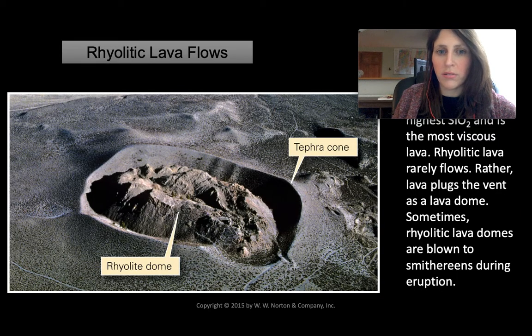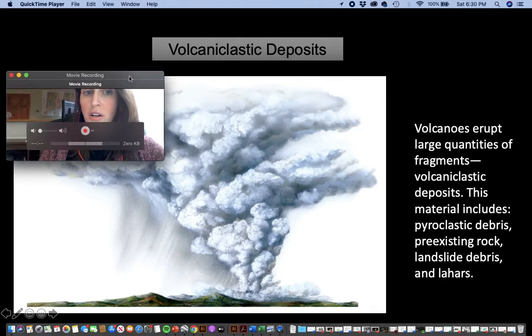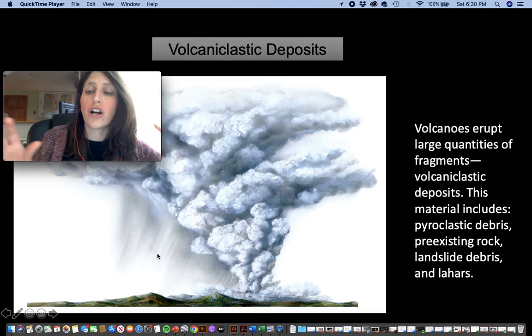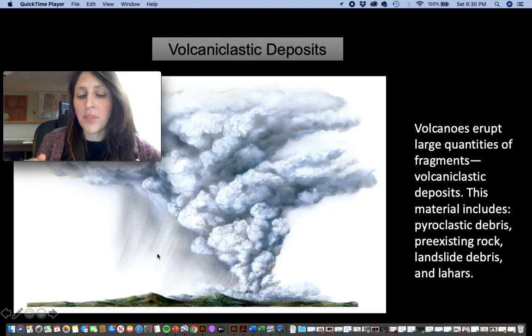Other types of volcanic deposits are volcaniclastic deposits, and these are when volcanoes erupt large quantities of fragments. You can imagine that when volcanoes erupt, they explode different types of fragments and material into the air, onto the ground. These can be the actual cooling of different types of lava that are in the volcano. They can also be mixed with the surrounding rock, right?